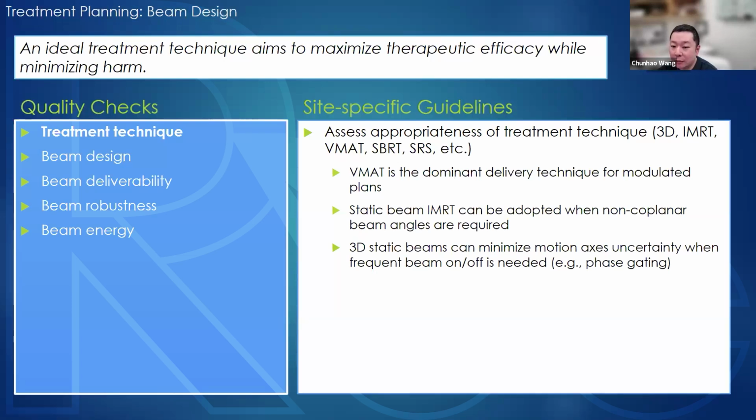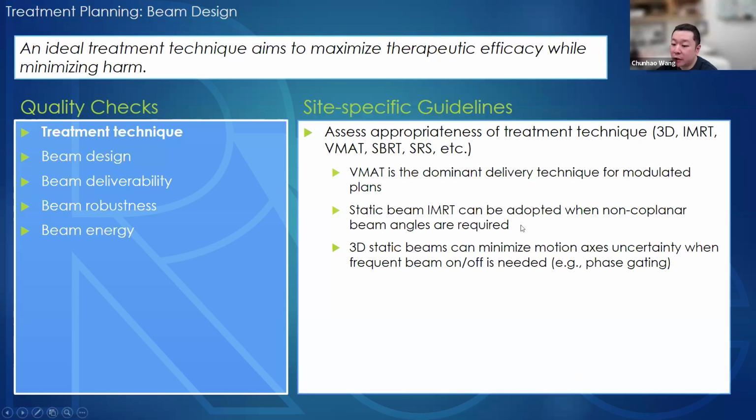For the treatment technique, we have to assess the appropriateness of the treatment technique: 3D, IMRT, VMAT, SBRT, RSS, etc. For the GI abdominal side, VMAT is the dominant delivery technique for modulated plans because of its high efficiency and high dose conformity. However, sometimes static beam IMRT can be adopted when non-coplanar beam angles are required. In other words, if we have to use a couch kick, the arc delivery will be very limited because of clearance. Then static beam will be an alternative strategy here.